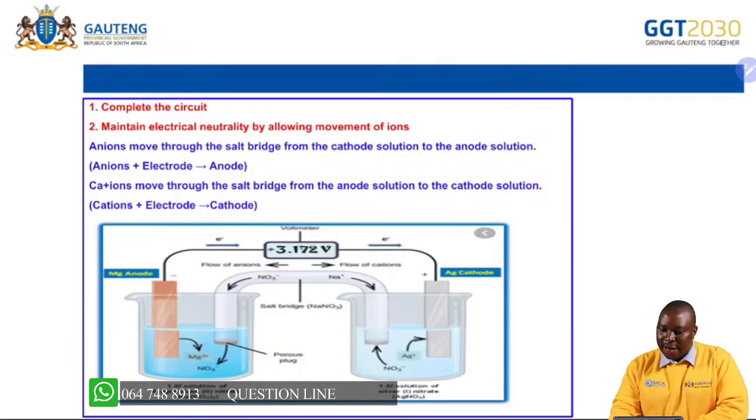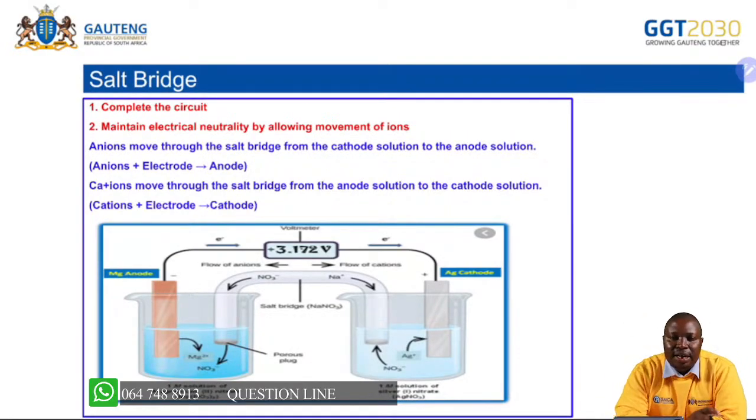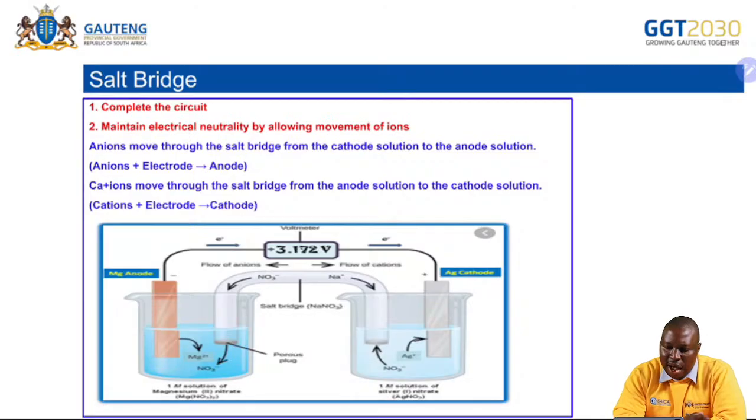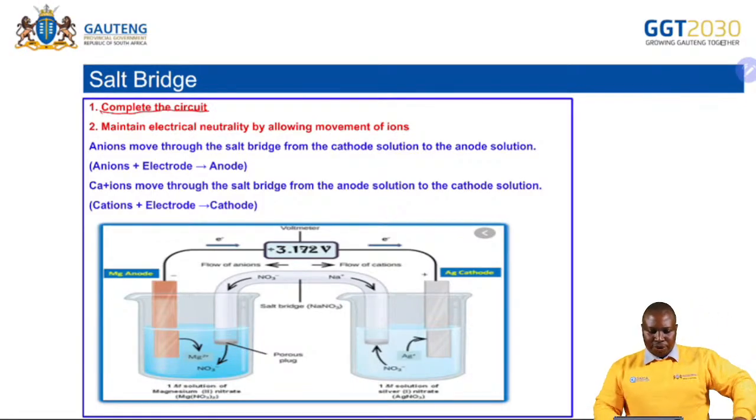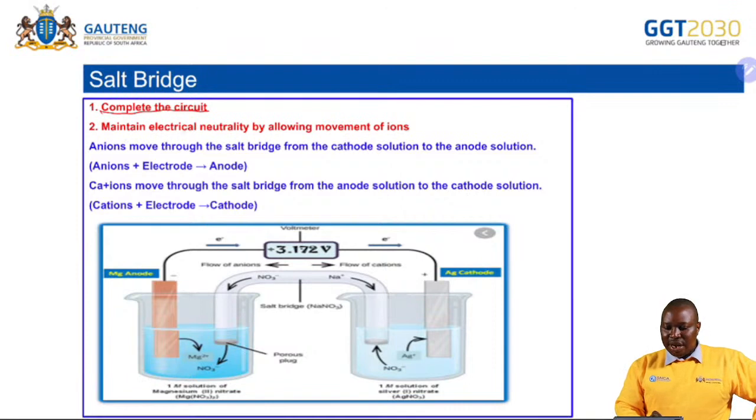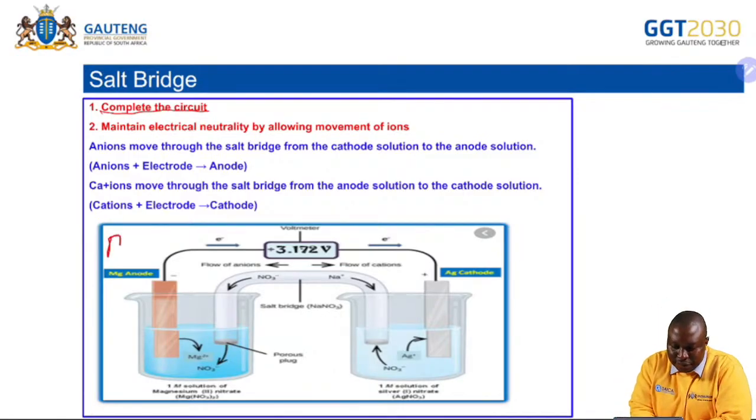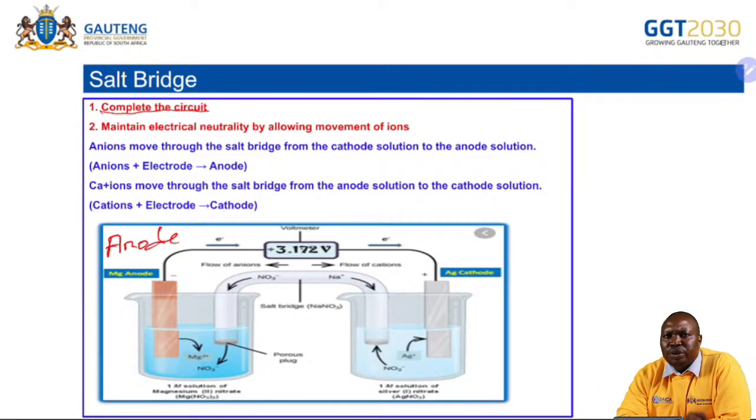Now, I wanted with this slide to further explain how the salt bridge functions, because we are saying the salt bridge completes the circuit. That is the first function. The second one was that it maintains electrical neutrality by allowing the movement of ions. So what I want you to understand here, we are having the anode, and let us not make the mistake of thinking that the anode is always on the left. We can interchange them in the exam.